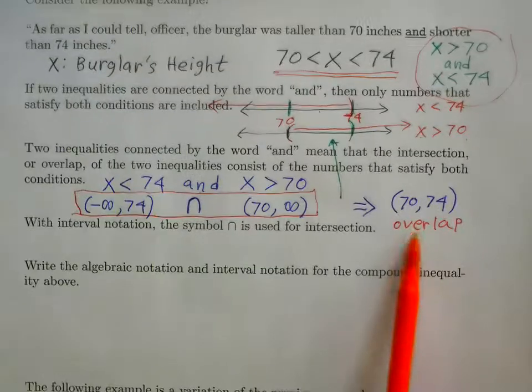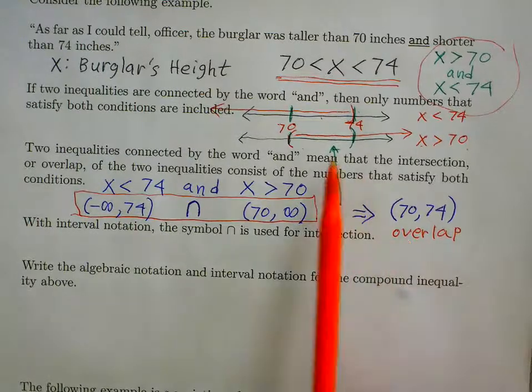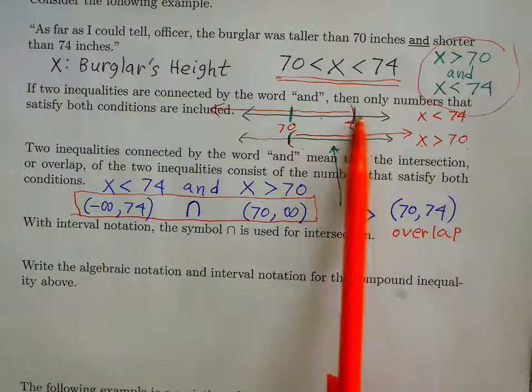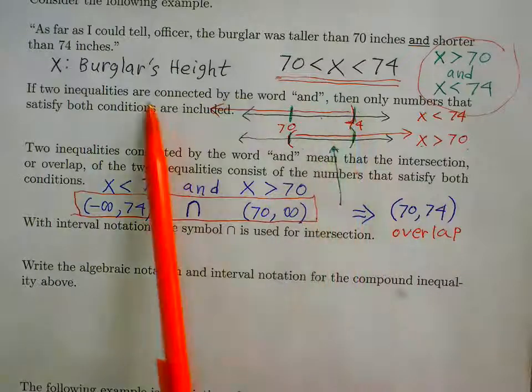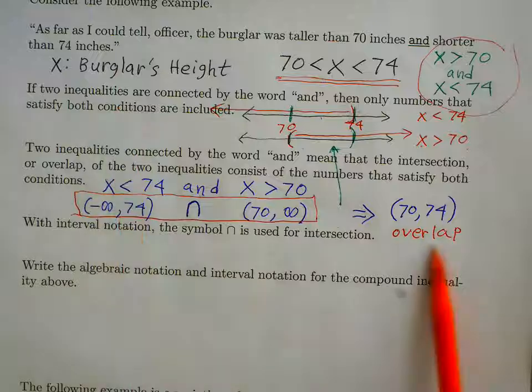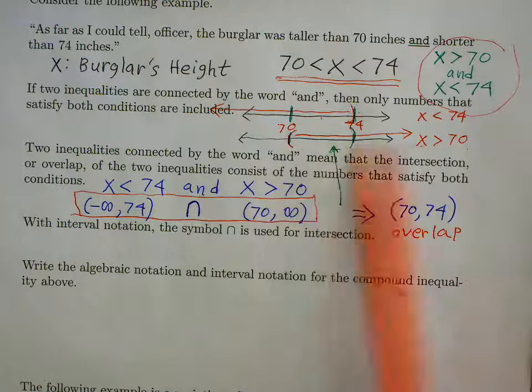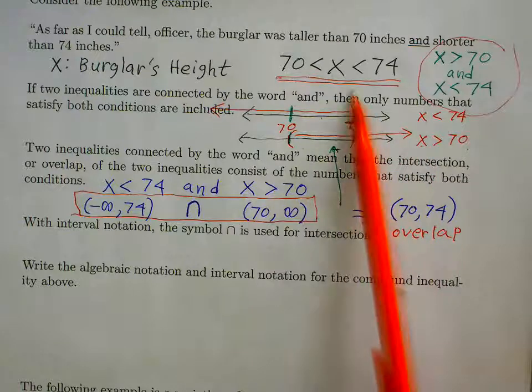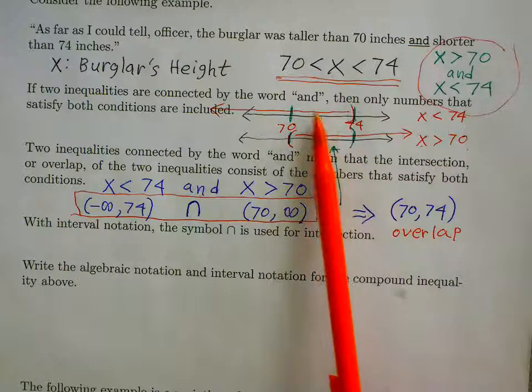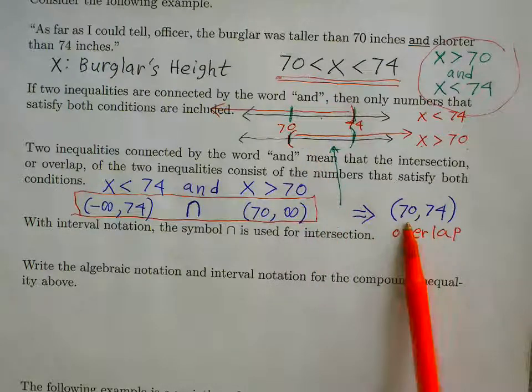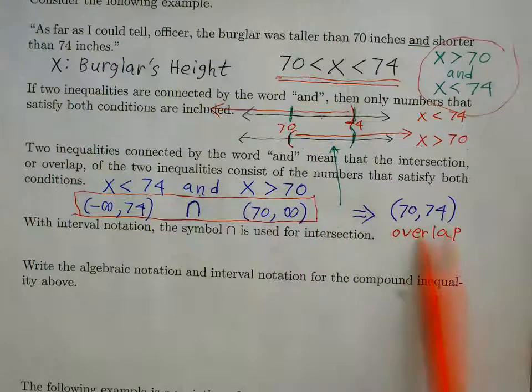So this corresponds to the graph that I had up there. Up here, x is less than 74. This is how we would graph it. The bottom graph is x greater than 70. And the overlap, the place where the numbers are the same on both sets, are just from 70 to 74, excluding the endpoints.